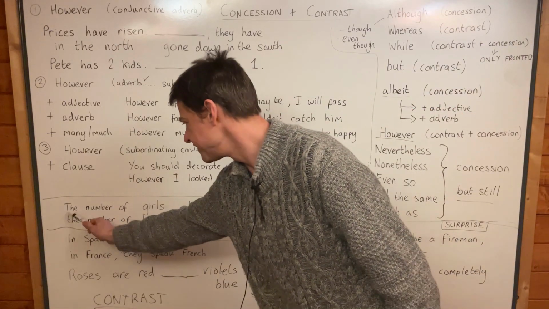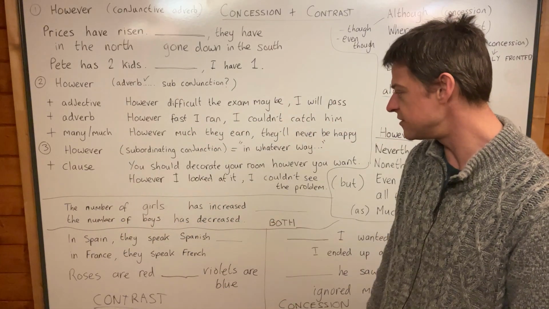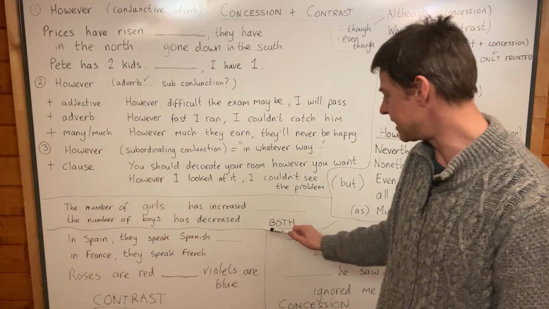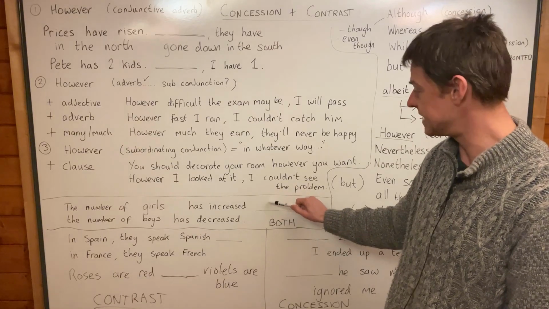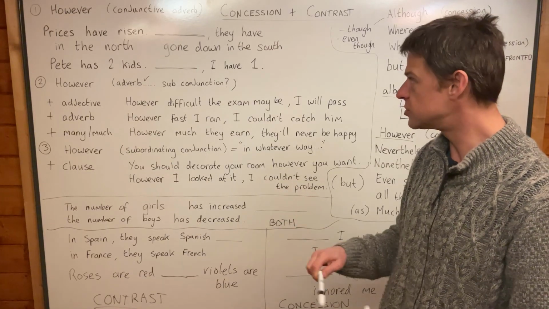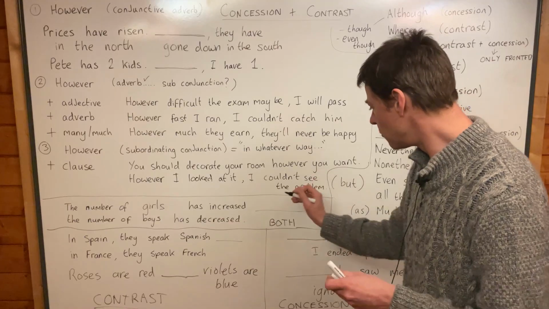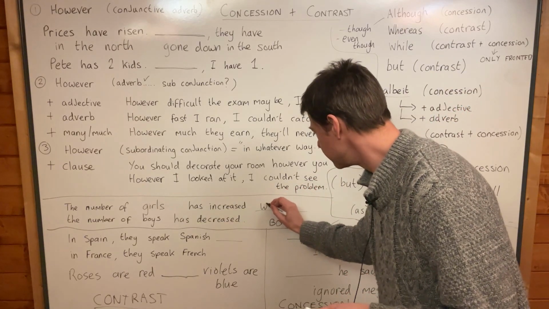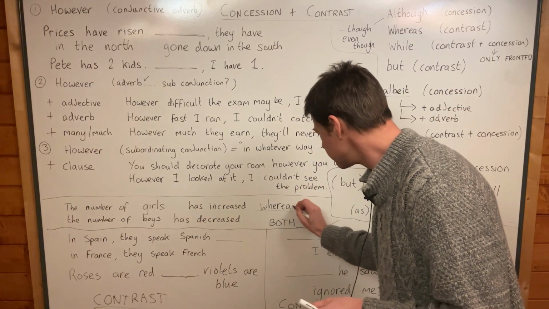So have a look at the following sentence here, and I want to make it clear that some sentences could be contrast or there could be concession, and this is why it's difficult, this topic. Look at the following sentence. The number of girls has increased, the number of boys has decreased, and we can put a linking word in here. Now, which linking word should we choose?